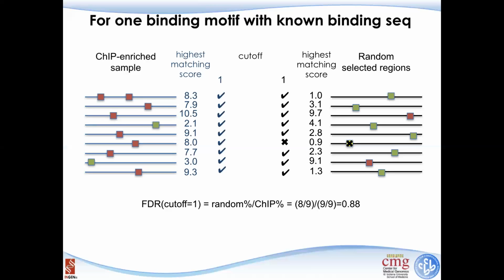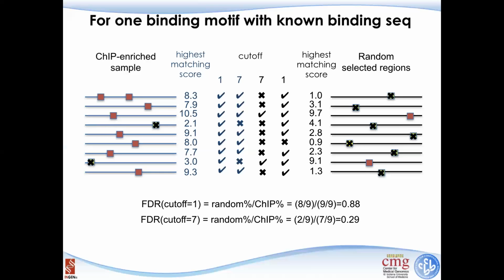But if we choose a higher cutoff, for example, we select the 7 score, then for the true one, maybe something was filled out. They don't fit very well, but it's reasonable. We get 1, 2, 4, we get 8 here. But for the random selection region, you can see most of them were filled out. So the false discovery rate is much better, it is 29.